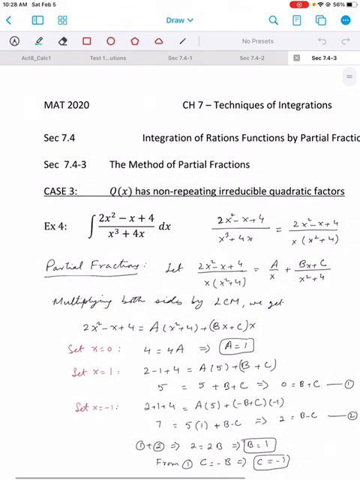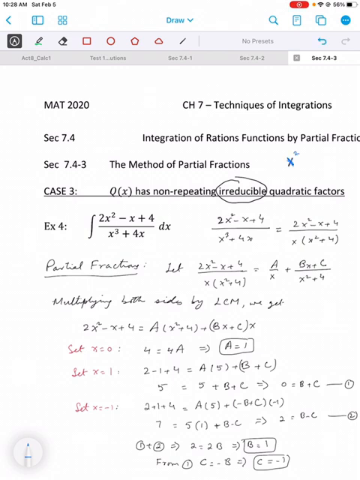Okay, so we are going to look at the third case of partial fractions. In this case, q of x, which is the denominator, has an irreducible quadratic factor. So what does it mean to be irreducible? That it cannot be further factored. For example, an expression like x squared plus a squared, we can't factor it in real numbers.